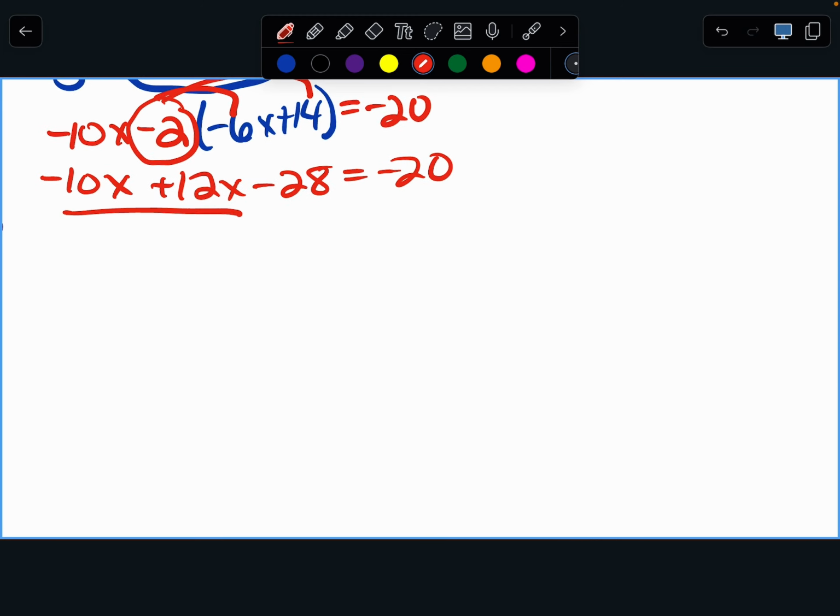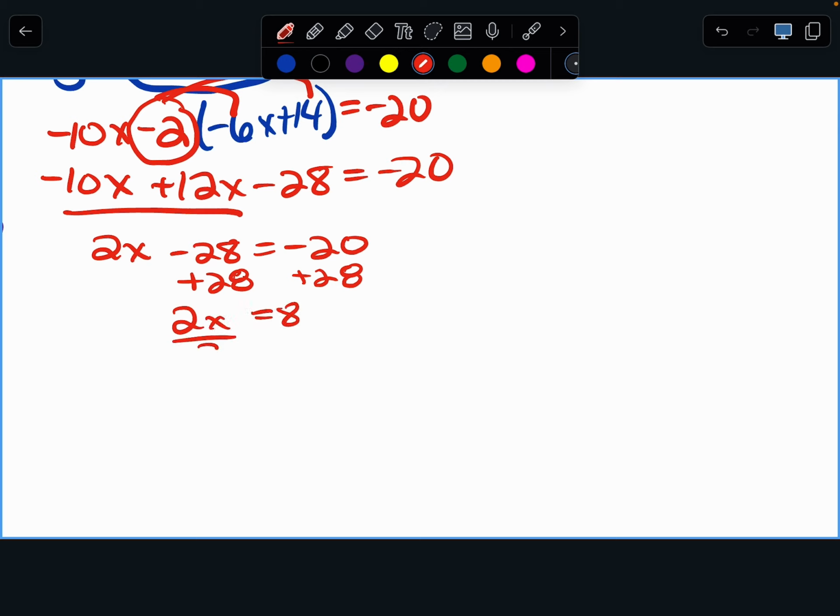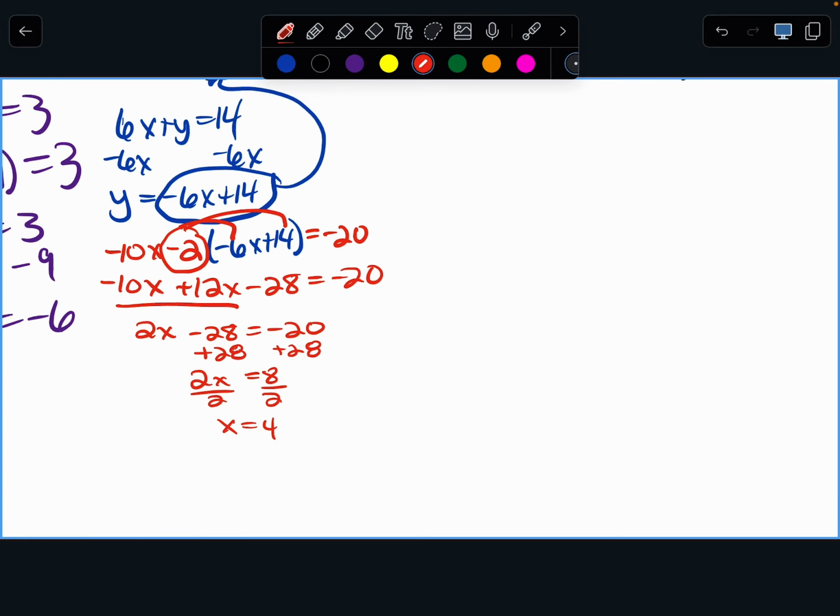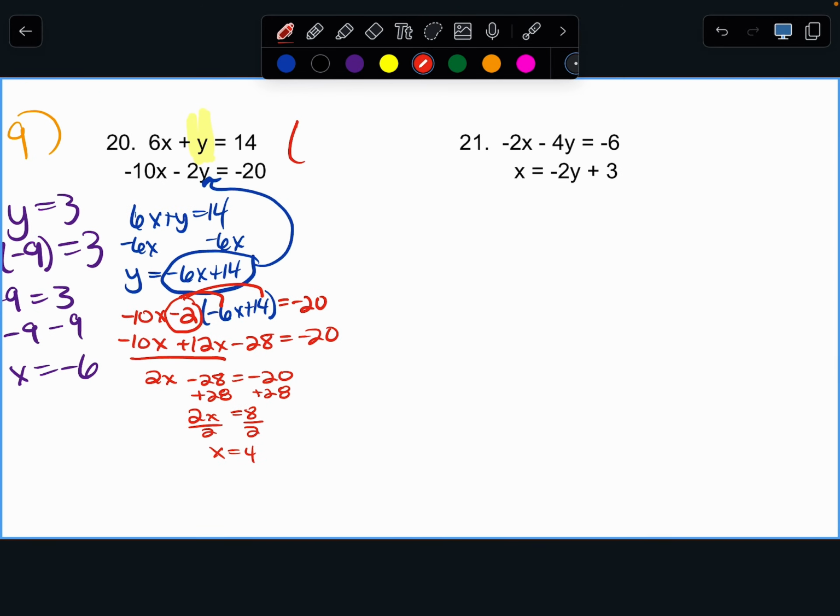I combine like terms and I get 2x minus 28 equals negative 20. Add 28 to both sides. Get 2x equals 8. Divide by 2, get x equals 4. So my x value is 4. Now I have to find my y value.